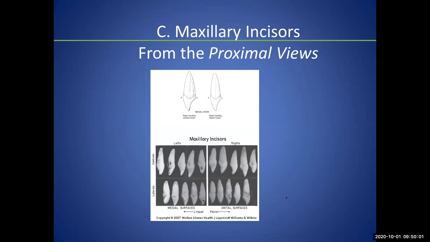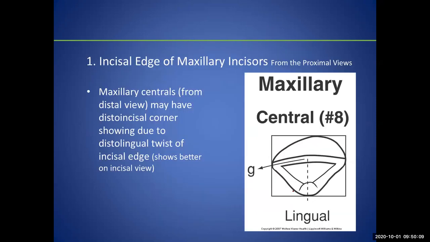Let's turn the tooth on its side. For the proximal view, the maxillary centrals have a distal incisal corner. Okay, you can really see this distal incisal twist. And that distal incisal twist is saying that this tooth is not straight across this way. It's going towards the distal just a little bit. It's being pulled distal lingually.